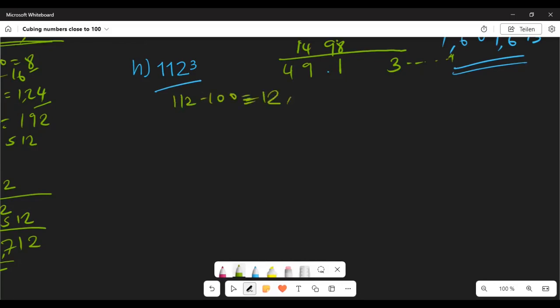So we're going to say, what about 12 multiplied by 2 is going to give us 24. So we're going to say 112 plus 24. What do we get? We get here 136. That's going to be the first part of the answer. 136. And then we do another thing.